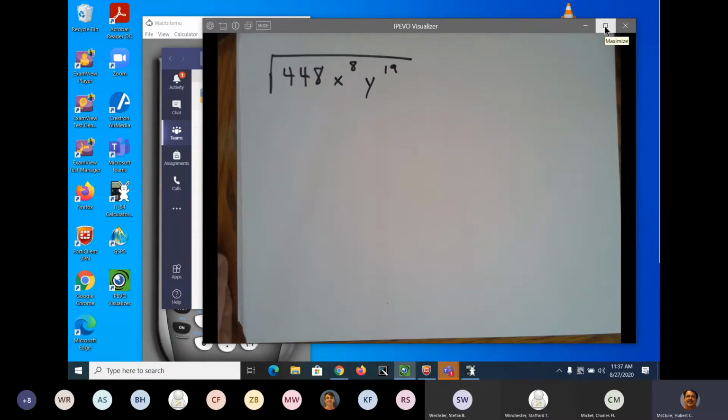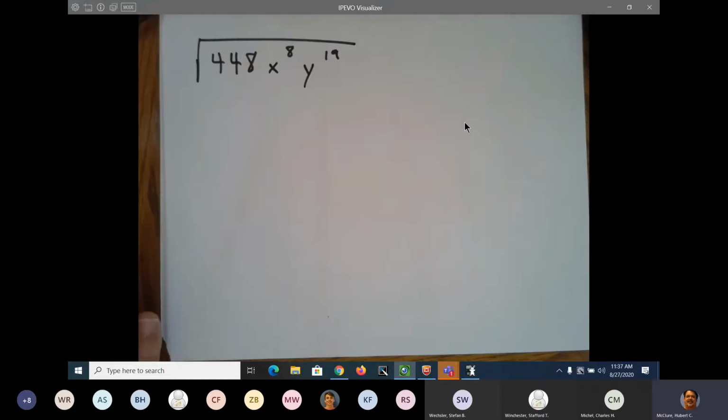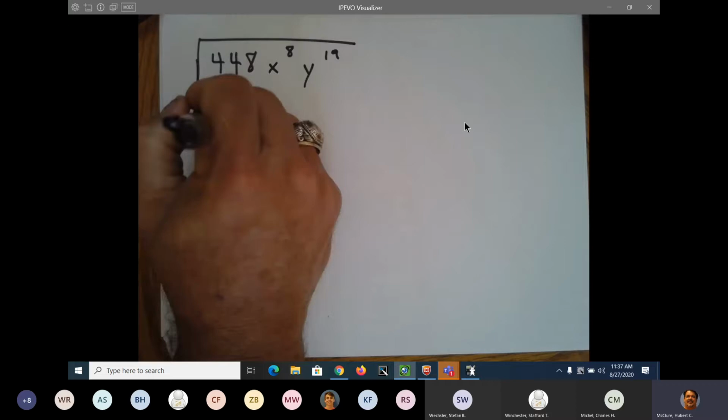I'm sorry. All right. So the first thing I'm going to do is put everything in terms of squares. Now, 448, I have no idea if I can take the square root of 448. So I'm just going to rewrite it as it is.